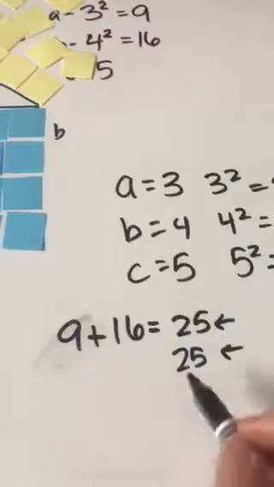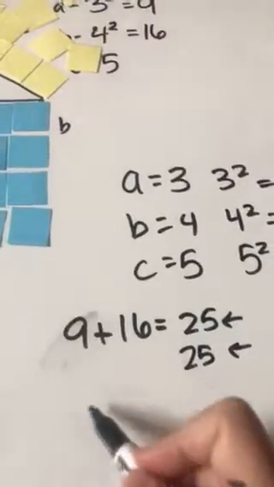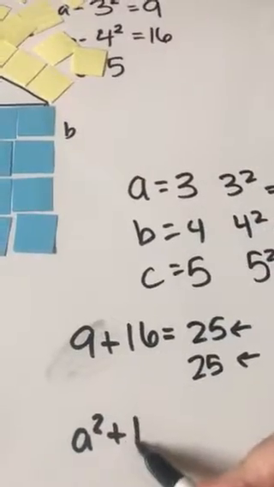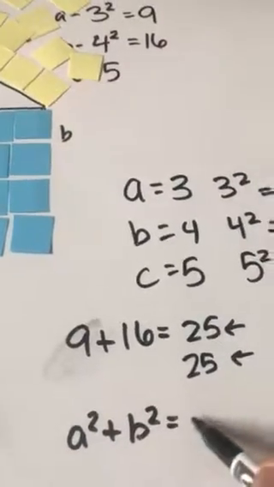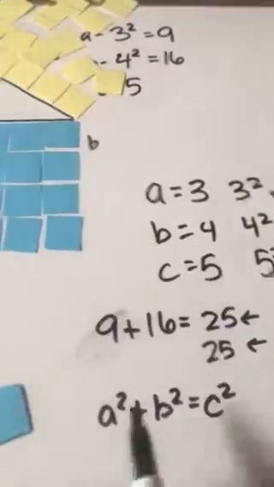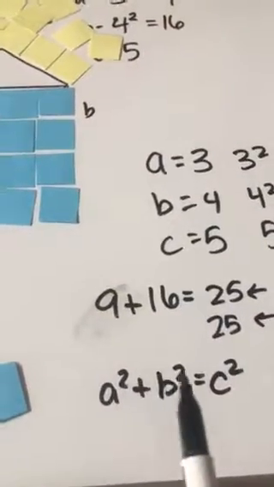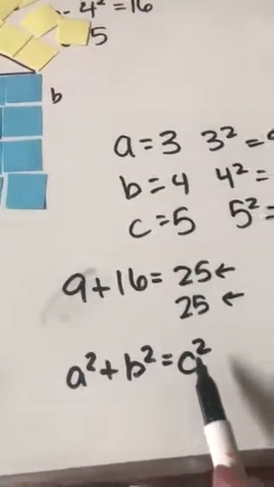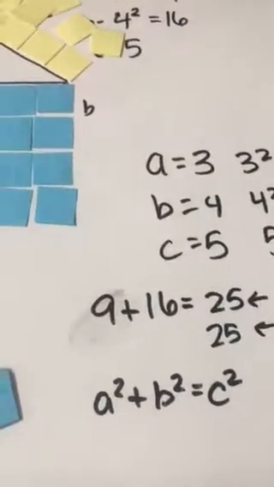Well, 25 equals 25, right? 9 is A squared, 16 is B squared, and 25 is C squared. The sum of the square of A and B is equal to the square of C. That is the Pythagorean theorem.